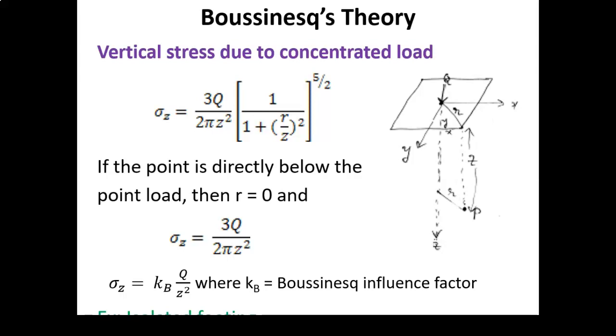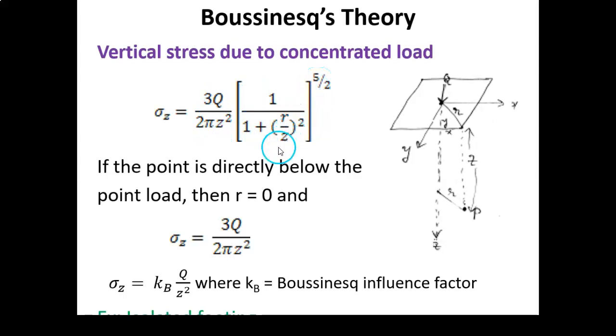The first one is vertical stress due to concentrated load or point load. Suppose there is a point load Q acting on the ground surface. The vertical stress at a point P located at a depth z and a radial distance r is given as sigma z equal to 3Q by 2 pi z squared into 1 by (1 plus (r by z) squared) to the power 5 by 2.